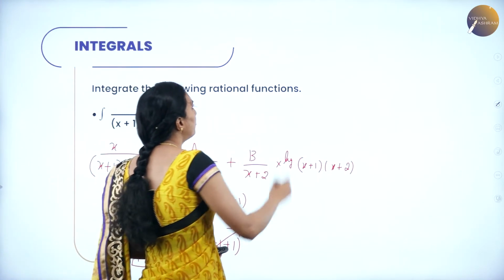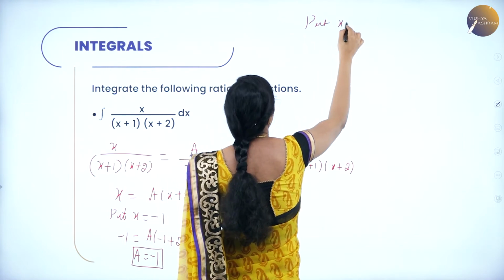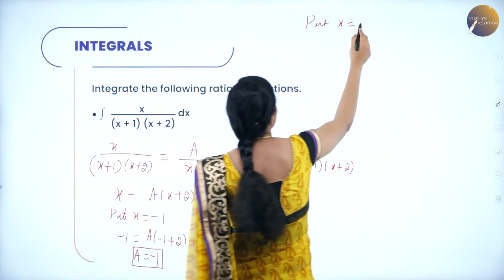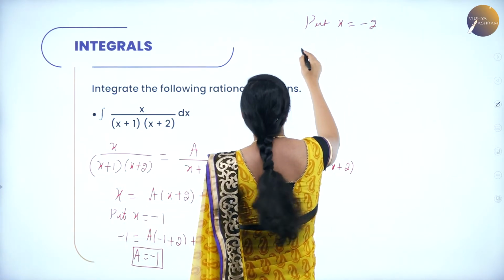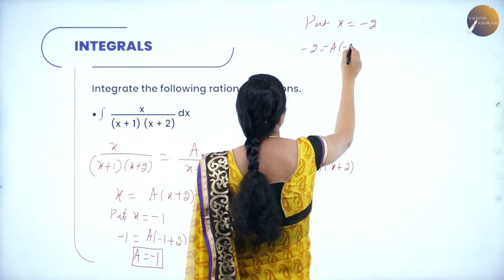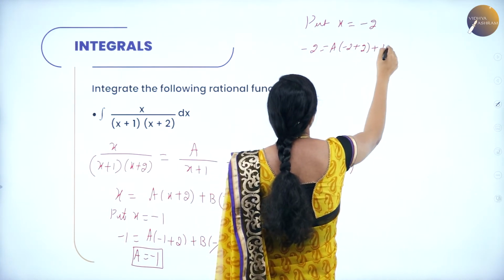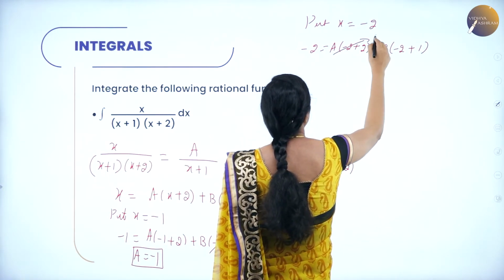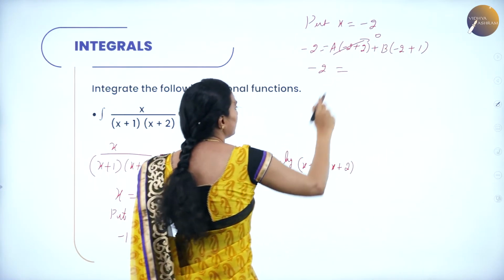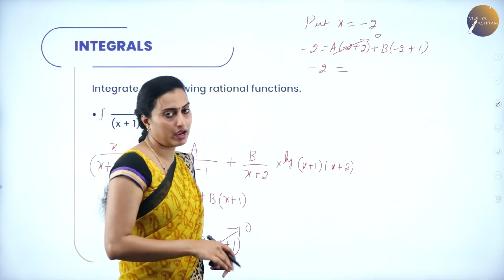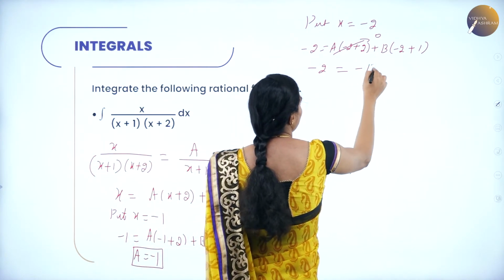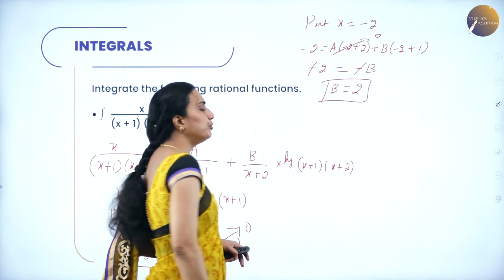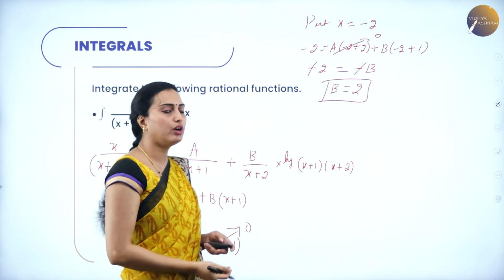Now put x is equal to what? See which term will get cancelled: -2. So put x is equal to -2. Then -2 will be equal to a into -2 plus 2 plus b into -2 plus 1. Now this will become 0. So -2 will be equal to b into -2 plus 1, which is -1, so -1 into b is -b. Minus minus will get cancelled. b will be equal to 2. Now the a value you got is -1 and the b value is 2.